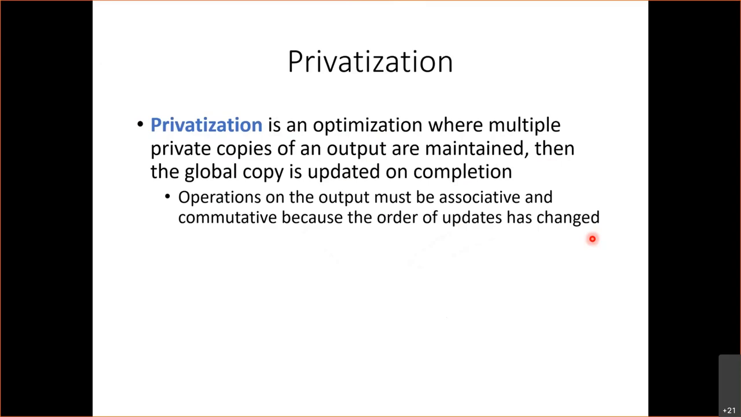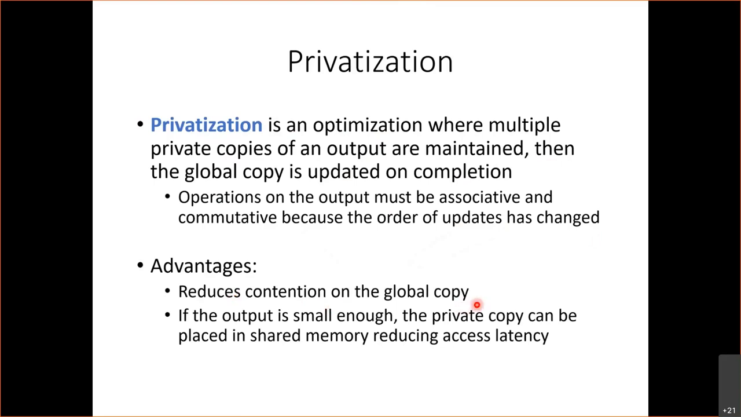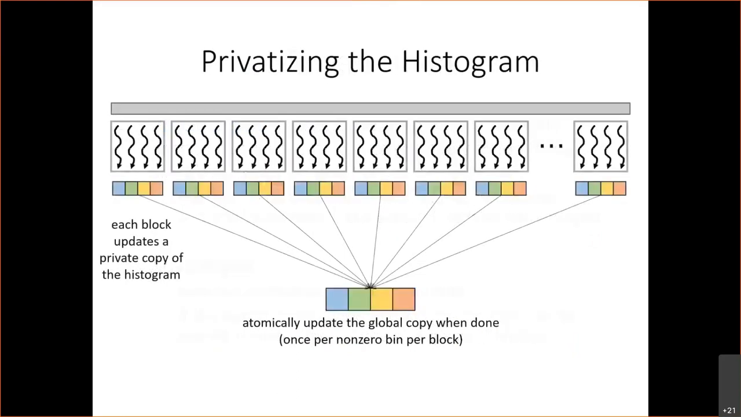The advantages of privatization are, as we saw, it reduces contention on the global copy. But there's another advantage, which is that if the output is small enough, the private copy can actually be placed in shared memory, which reduces the access latency. So here in our example, if these private copies of the histogram are small enough, then we can actually put them in shared memory, do the atomic updates on shared memory, which is even faster, and then commit the local copy from shared memory to global memory. And this would be like applying shared memory tiling to the privatized copies of the histogram.